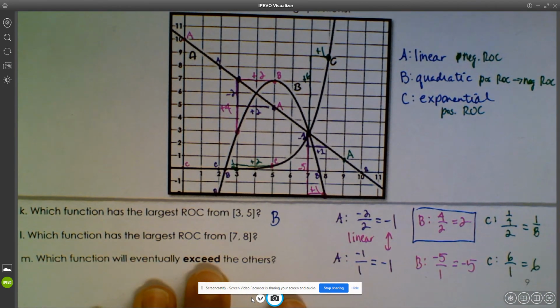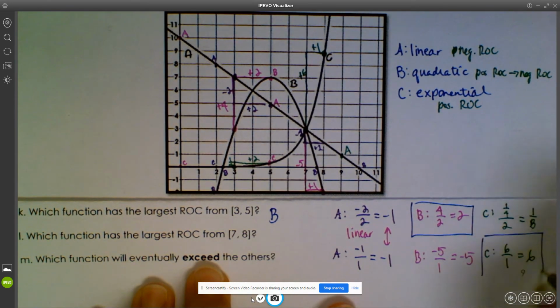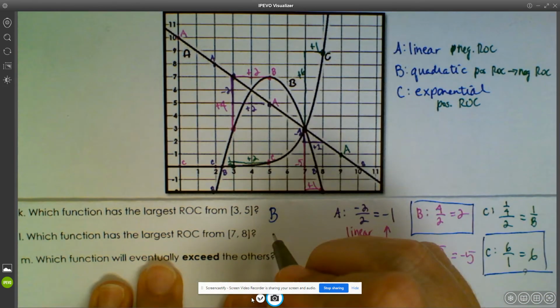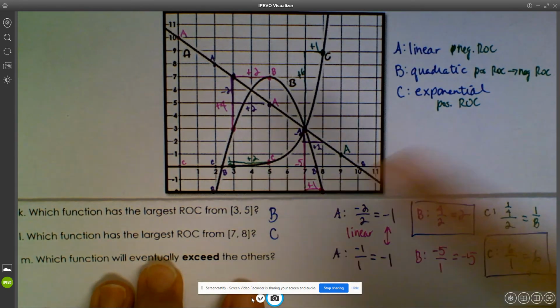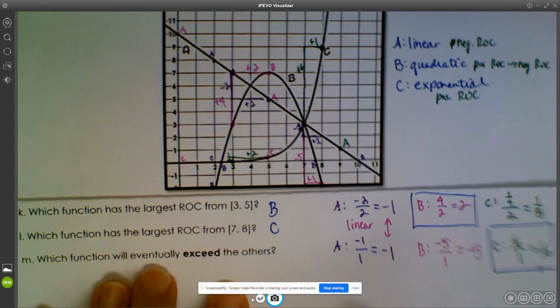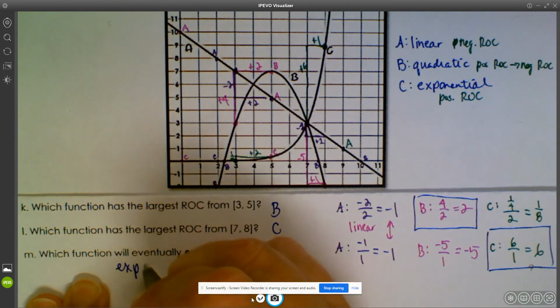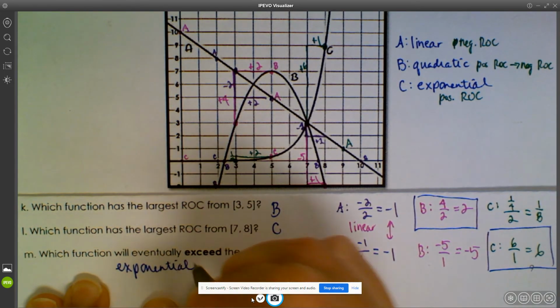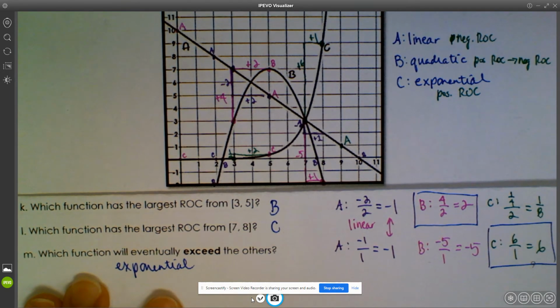And so which one of these has the greatest rate of change on the interval 7 to 8? Well, 6 is larger than all the others. So function C has the largest rate of change. And you'll learn that once we go further away from where they meet, C will always have the largest rate of change. Which function will eventually exceed the others? Well, that's the exponential. Always. The exponential function will always exceed the others, as long as they're all increasing or decreasing or whatever.